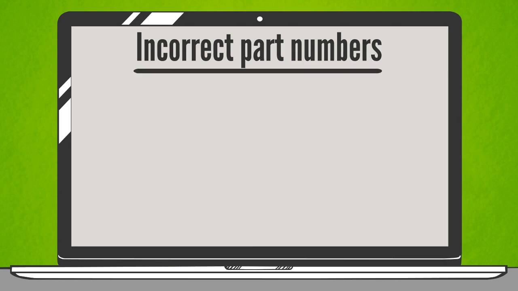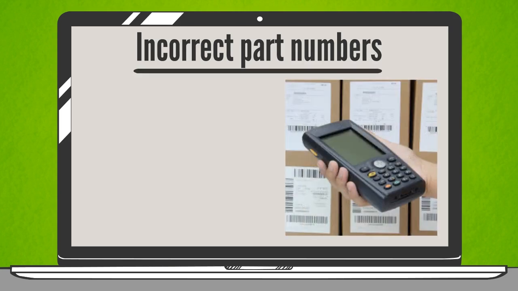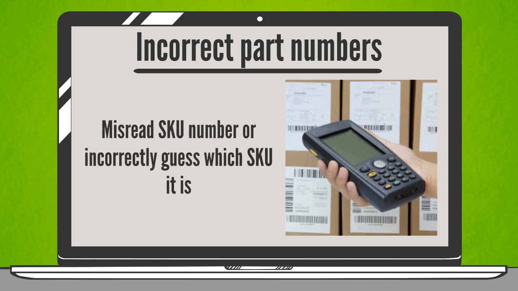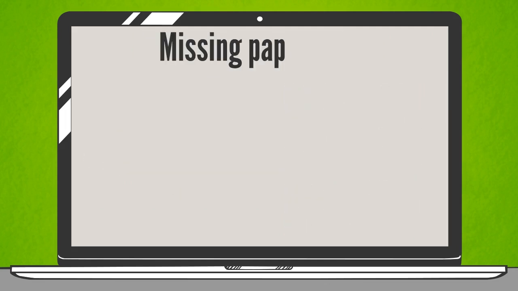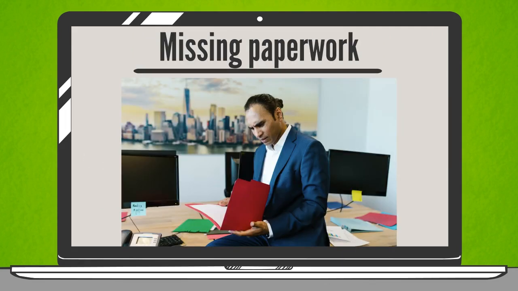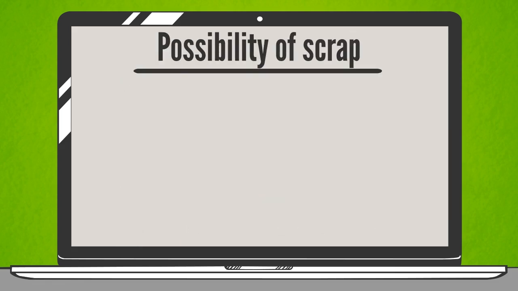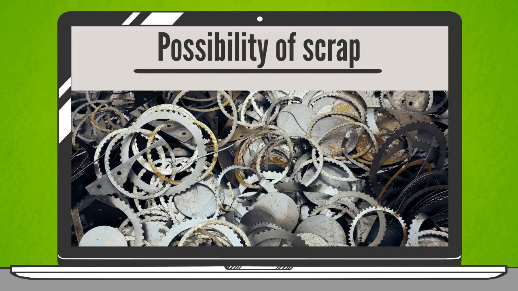Incorrect part numbers. Sometimes, in the hurry to get items counted, the counter may misread the SKU number or even incorrectly guess which SKU it is. Missing paperwork. A transaction has occurred, but no one has yet recorded it on the WMS. Possibility of scrap. Materials which are used for production may be scrapped for any number of reasons, and if this is not accurately recorded on the WMS, the records will differ.